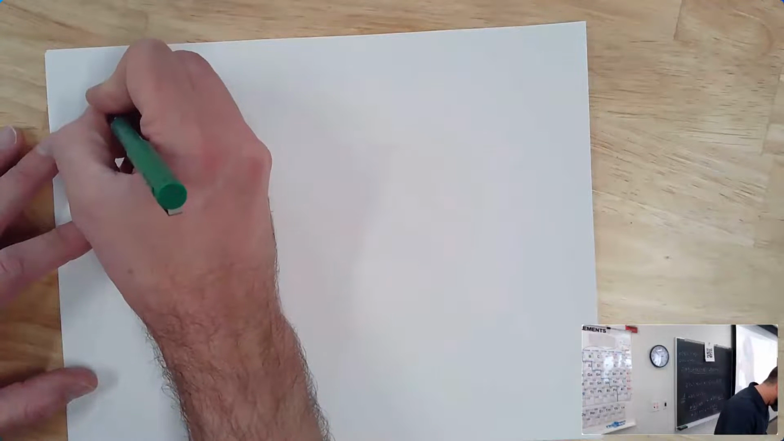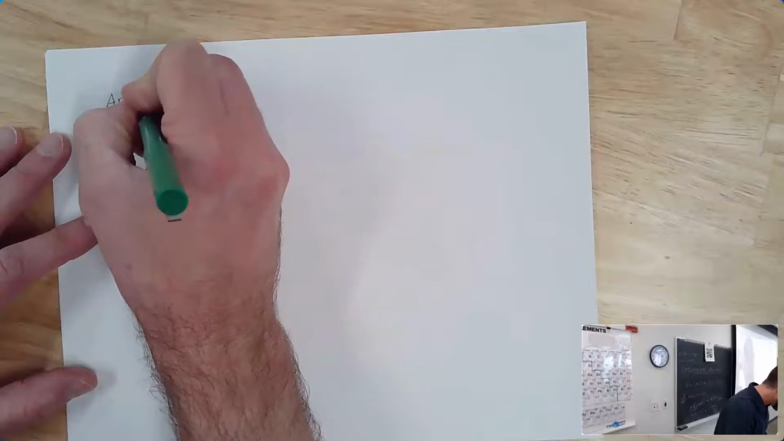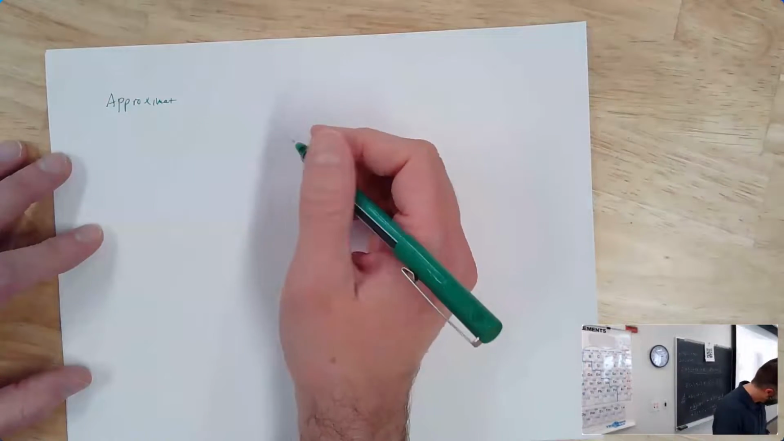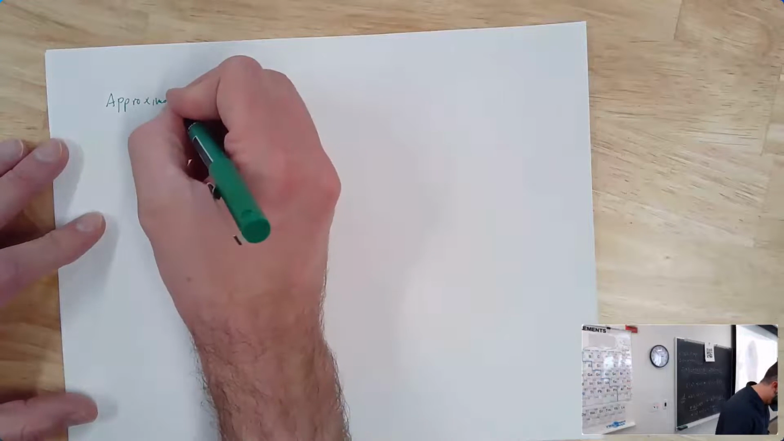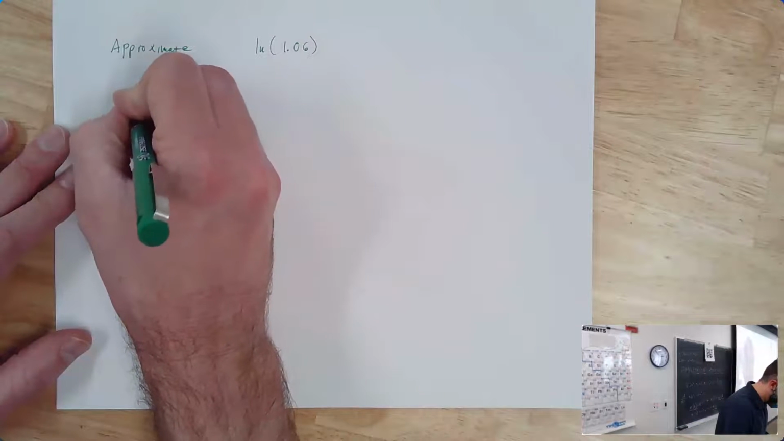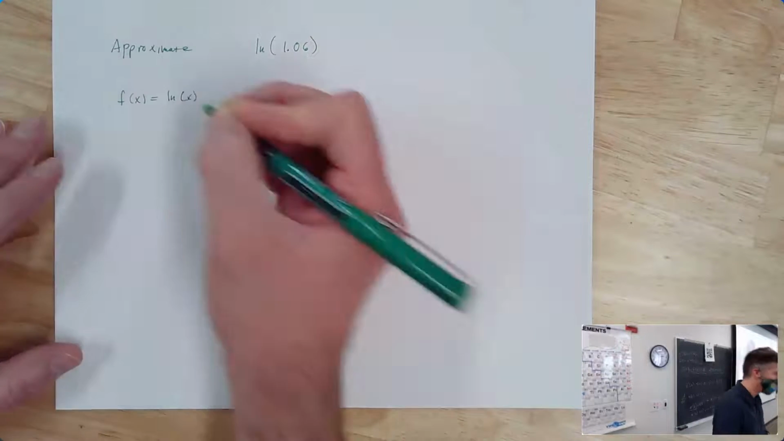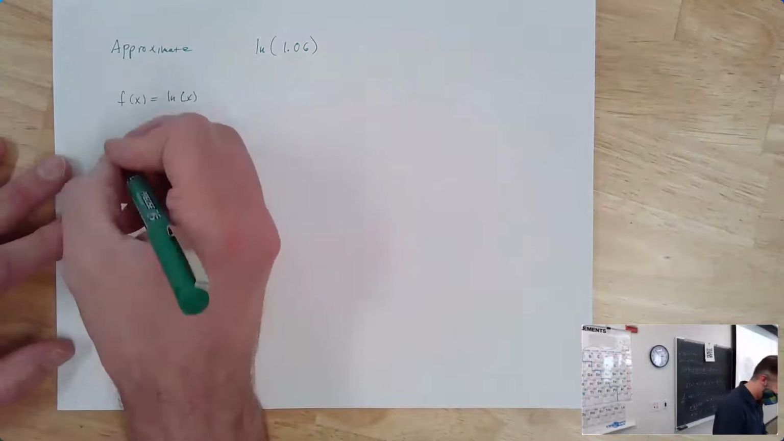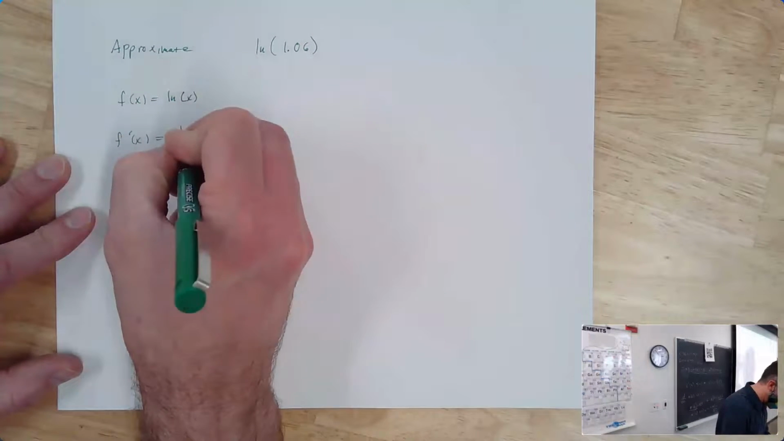Let's say I want to approximate the natural log of 1.06. So again, same idea. We've got a number, we've got a function. Well, actually, we should find the function. The function is going to be the natural log of x. We might as well write down the derivative because we know we're going to need it. The derivative is 1 over x.